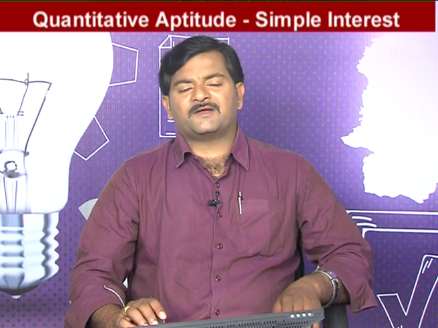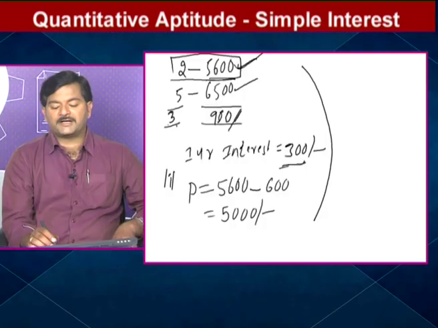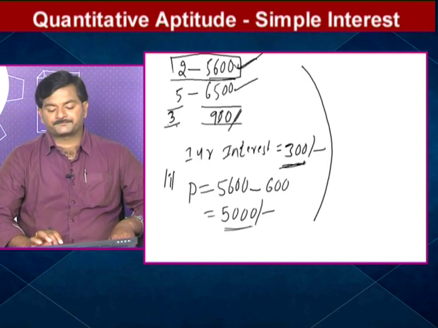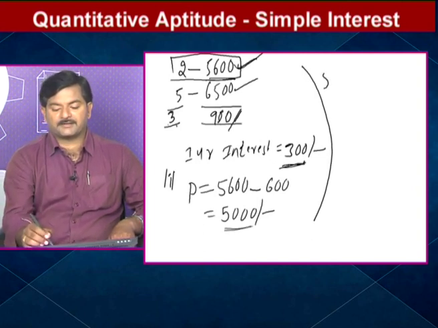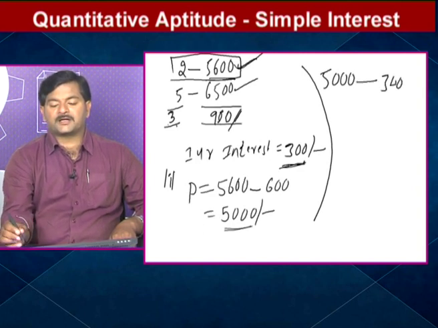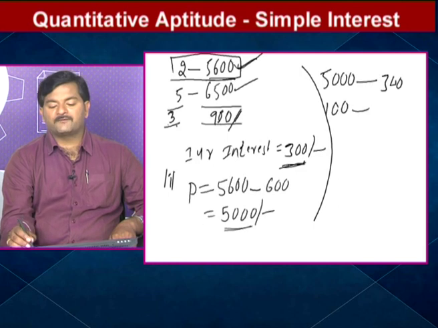Similarly, he asked you to find the rate of interest also. Rate of interest, either you can use I is equal to PTR by 100 or the type 2 known formula. Anyhow you will get the same answer. So what is my rate of interest here? 300 for 1 year, and the principal amount given is 5000. So on 5000 rupees, what is my 1 year interest? 300 rupees. So what could be my interest for 100 rupees?